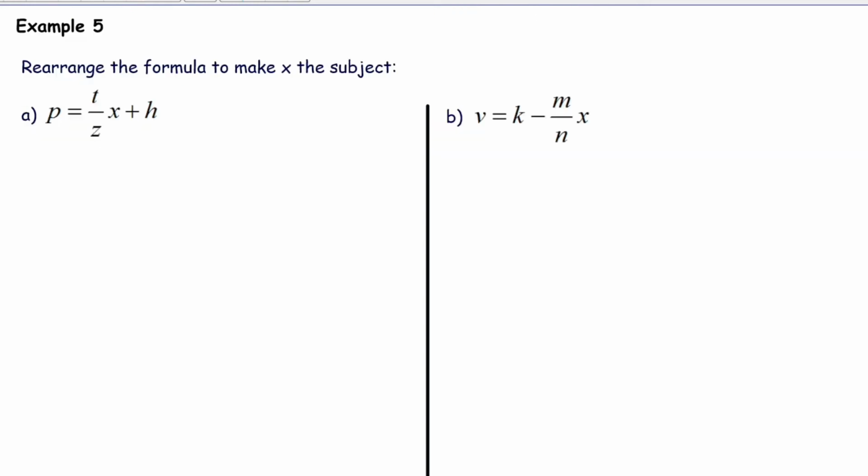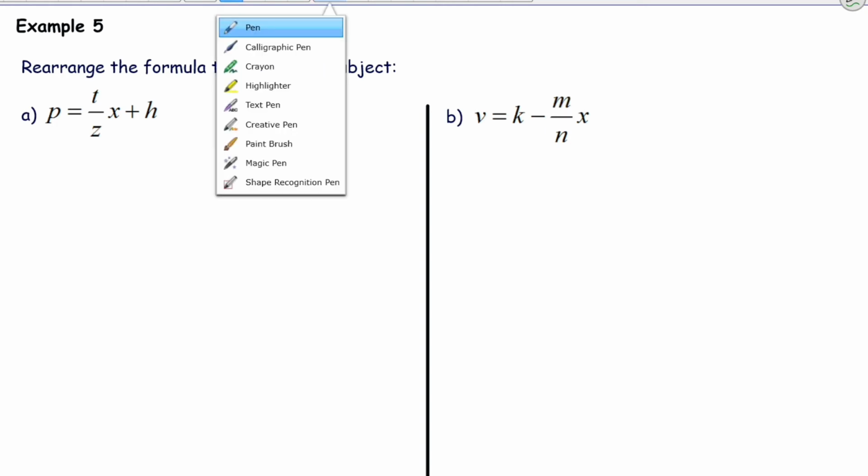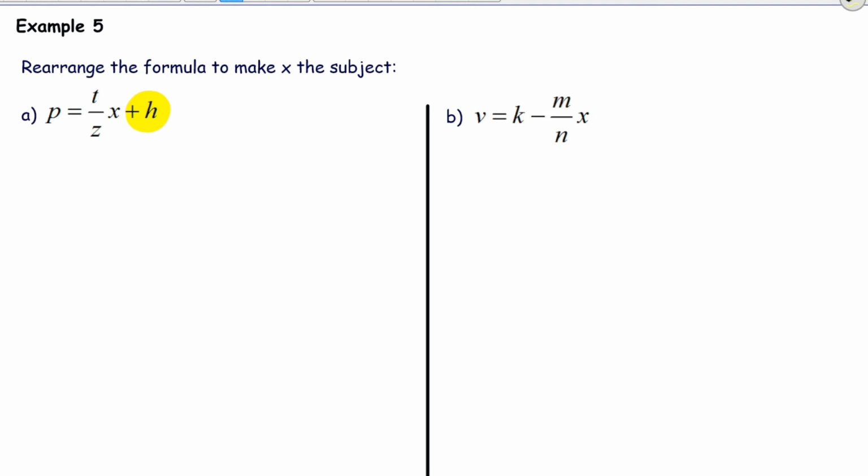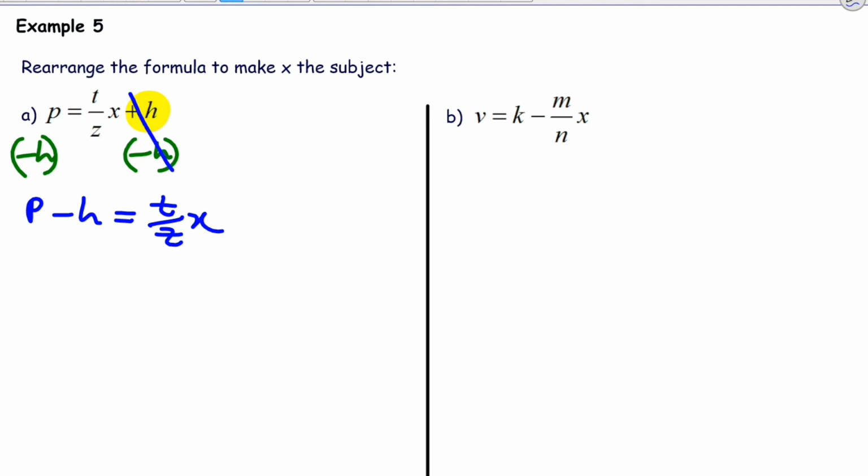Okay, next example, rearrange the formula to make x the subject. So again, by inspection, you can see that h is added on each side. So the first step that we want to do is to subtract h on each side, because we want to be left with x only. So subtract h here, subtract h there. So what you'll end up with is p minus h is equal to t over z x, because h minus h is equal to 0.